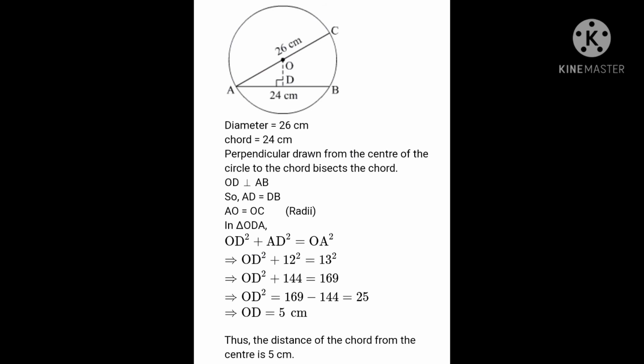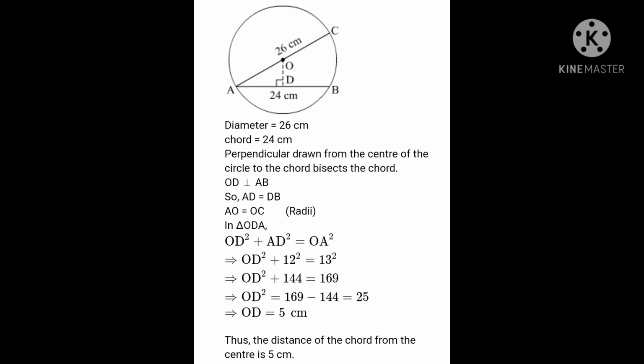You know that the perpendicular drawn from center to the chord bisects the chord. That means OD is perpendicular to AB and AD is equal to BD. So AO is equal to OC, radius of the same circle. So now in triangle ODA, apply Pythagoras theorem here. OD square plus AD square is equal to OA square.